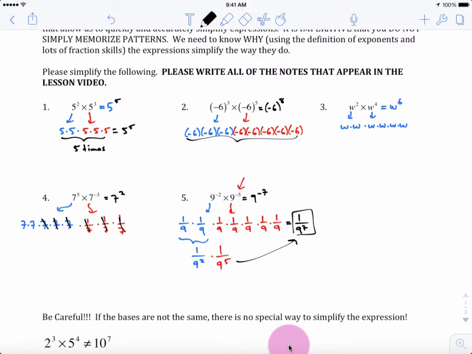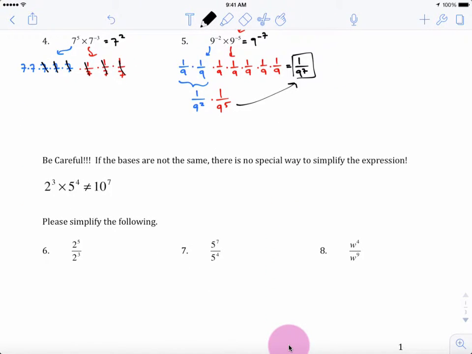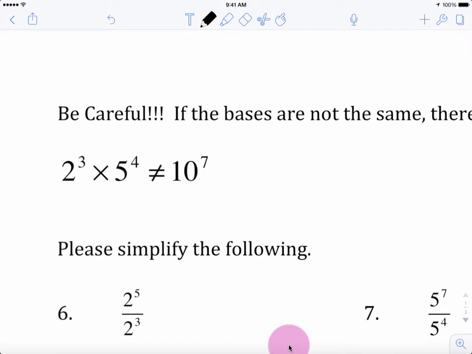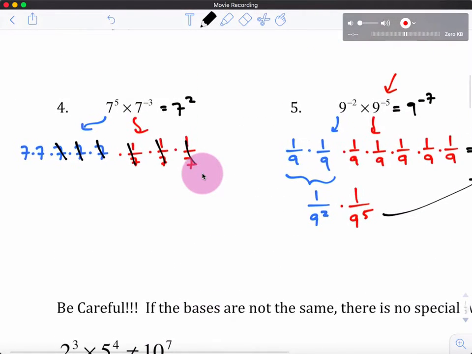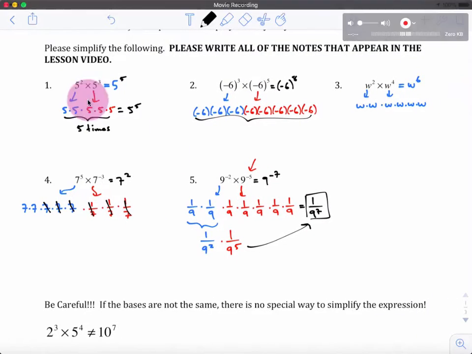Now note, one thing to be aware of is that this property that we've been talking about works only if our bases are the same. If our bases are not the same, for instance, 2 to the 3rd power multiplied by 5 to the 4th power, nothing special we can do with that. I mean, I don't know what it is, but I'll tell you, it is not equal to 10 to the 7th power. So note that all of these examples that we dealt with in our first 5, all of the bases were the same, right? 5 and 5, negative 6 and negative 6, W and W, 9 and 9, etc., etc. So really important, those bases have to be the same.